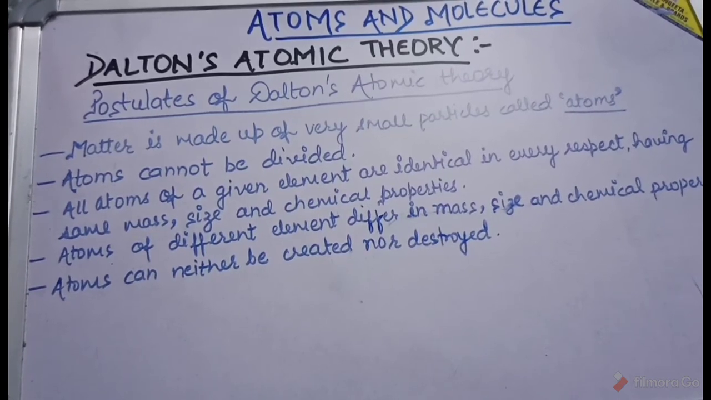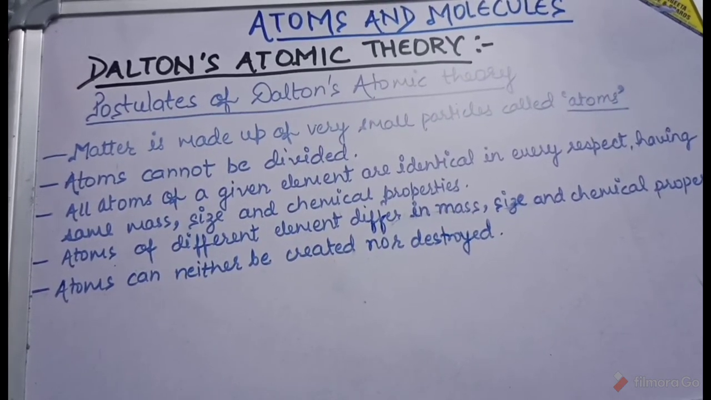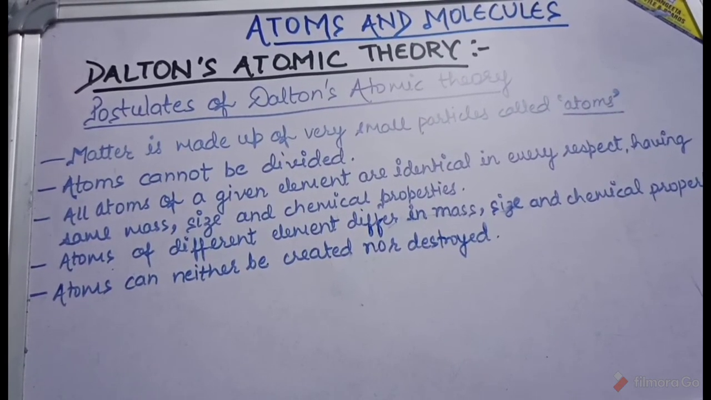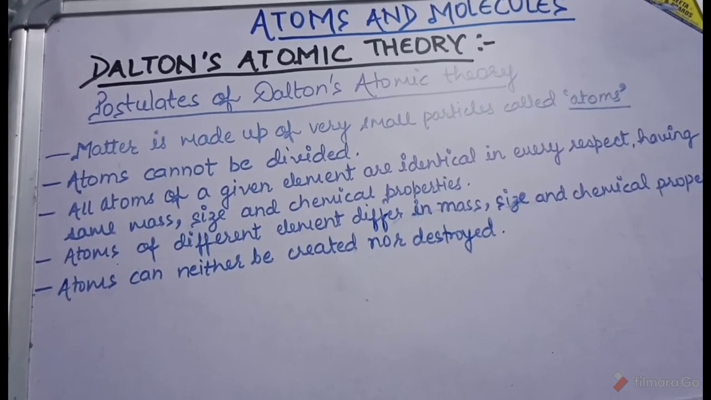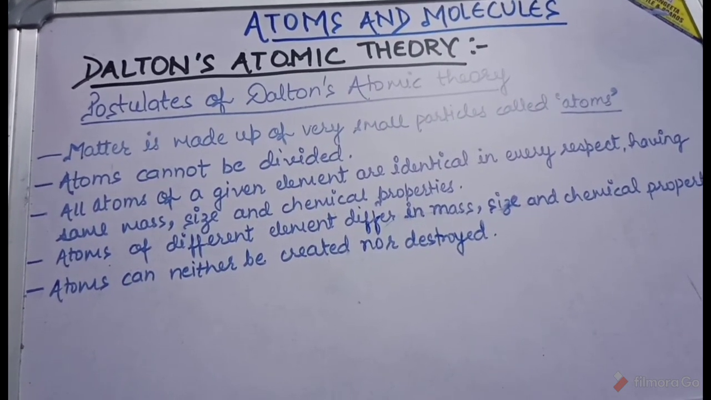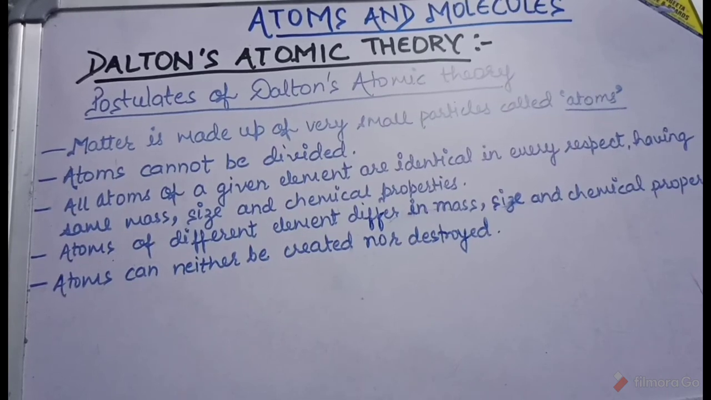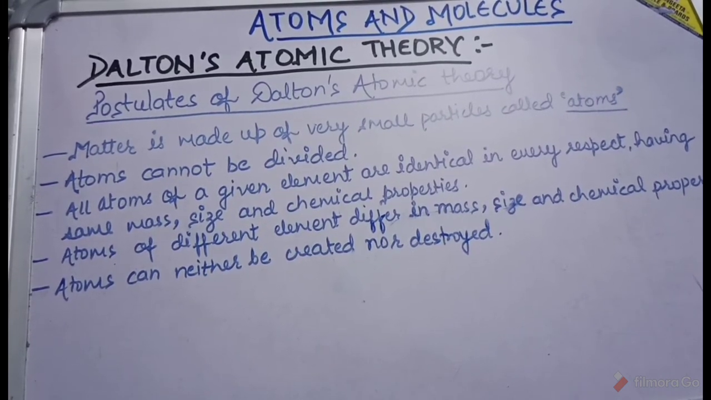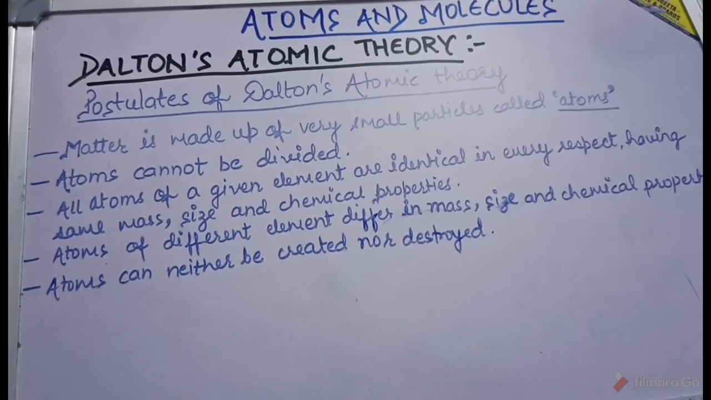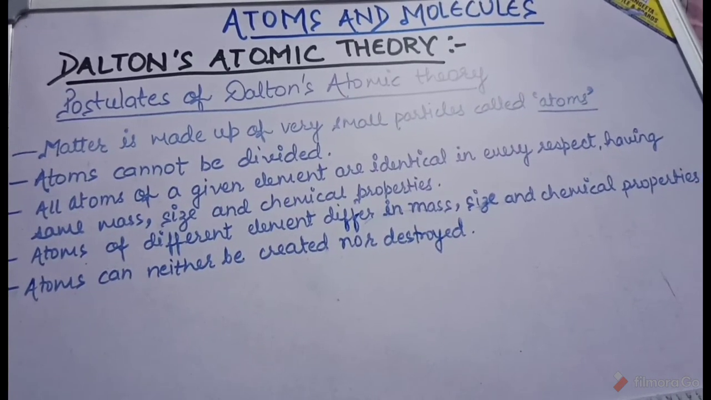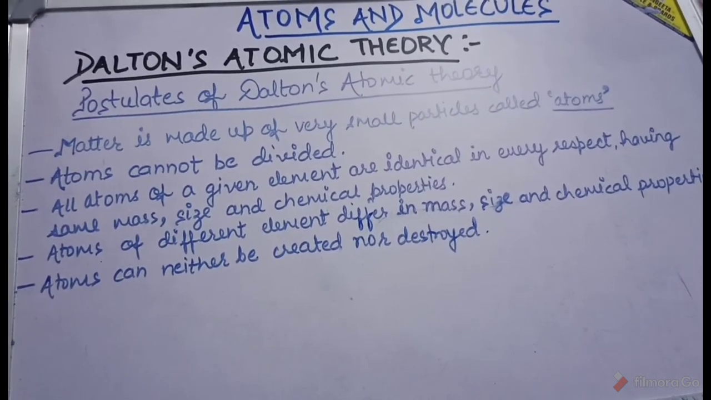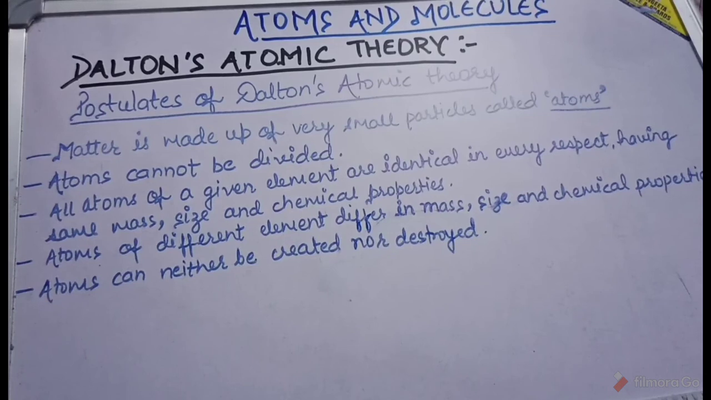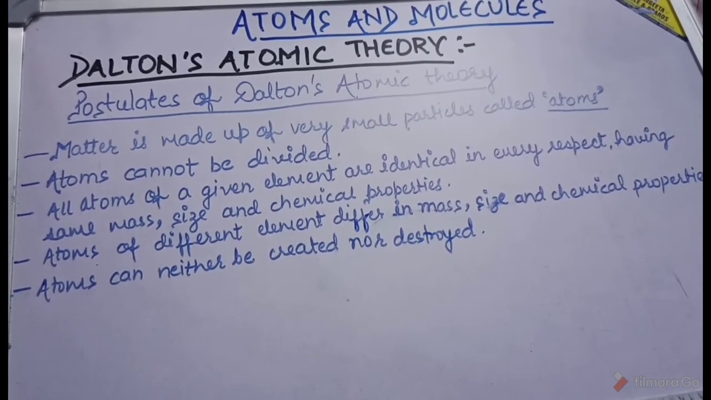Now next, all atoms of a given element are identical in every respect, having the same mass, size and chemical properties. Next, atoms of different elements differ in mass, size and chemical properties. Next, atoms can neither be created nor be destroyed in a chemical reaction.